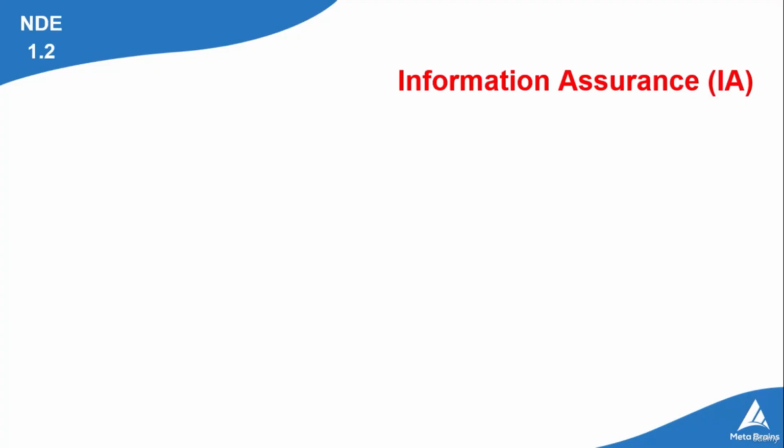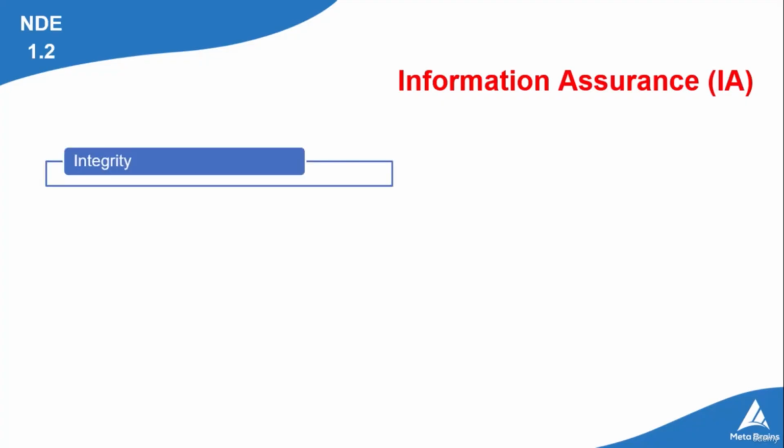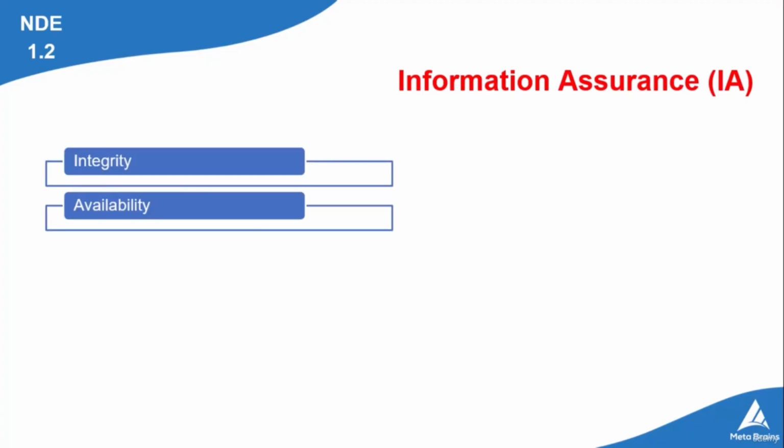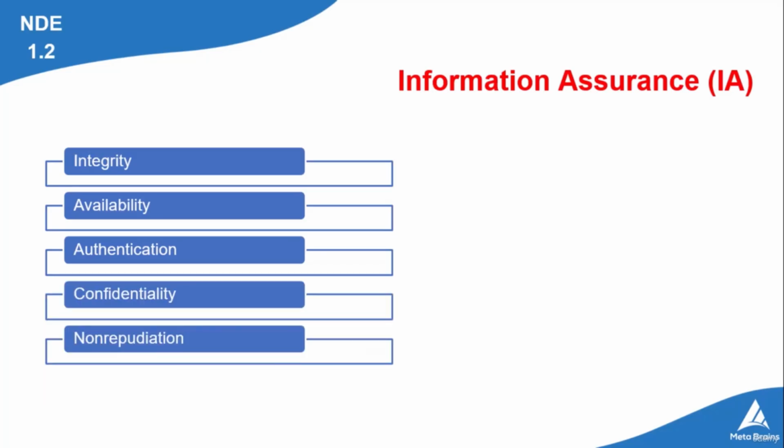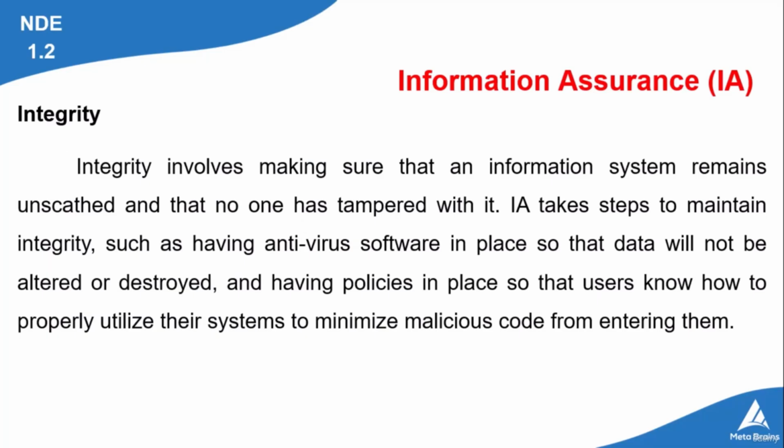There are commonly 5 terms associated with the definition of information assurance: integrity, availability, authentication, confidentiality, and non-repudiation. Essentially, information assurance is protecting information systems through maintaining these 5 qualities of the system. Integrity involves making sure that an information system remains unscathed and that no one has tampered with it.